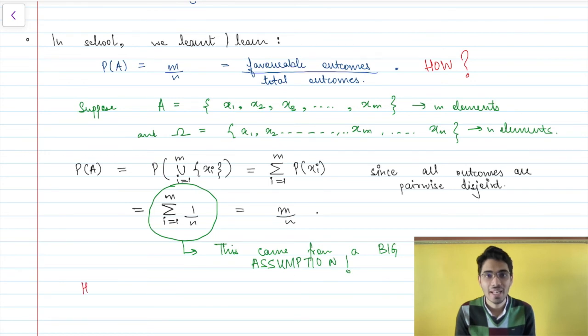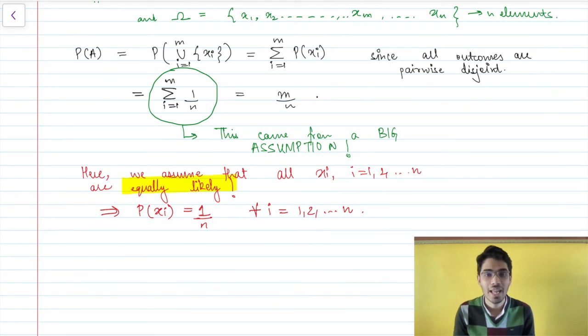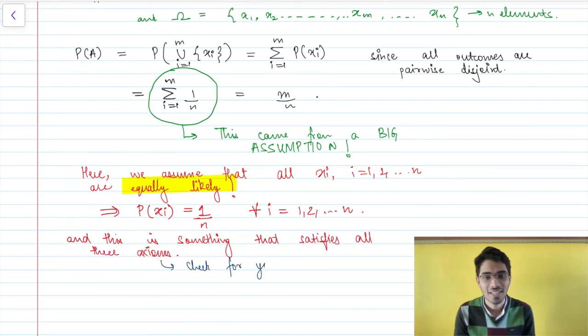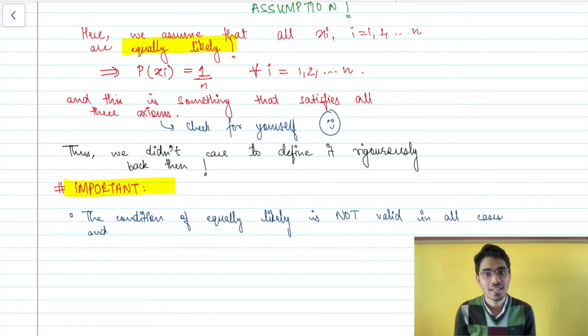How did we write P of xi to be 1 by n? Here we are assuming that all xi's from i goes to 1 to n are equally likely. That is why we take the probability of each event to be 1 by n, so that all the elements together constitute a whole probability of 1, because we know that P of omega is 1. And this is something that satisfies all the 3 axioms. You can check for yourself. Thus, we didn't care to define it rigorously back then. However, it is important to realize that the condition of equal likeliness is not valid in all cases, and thus a stricter definition of probability is needed.